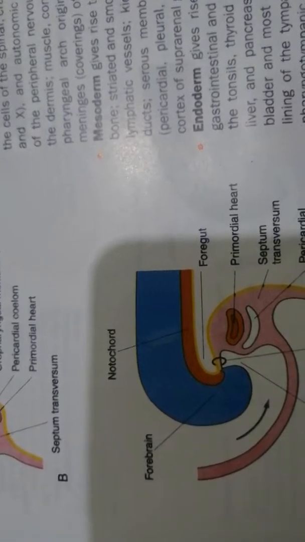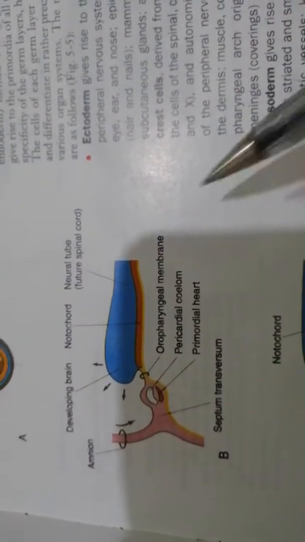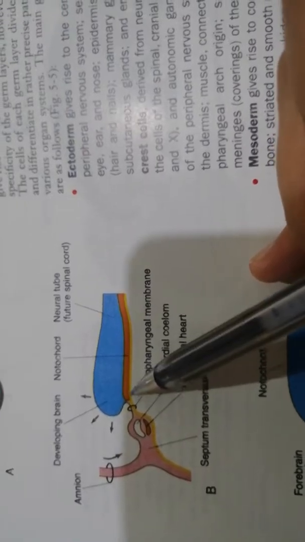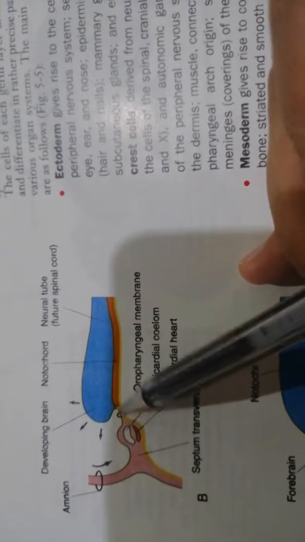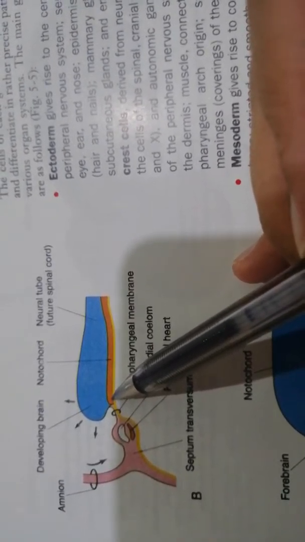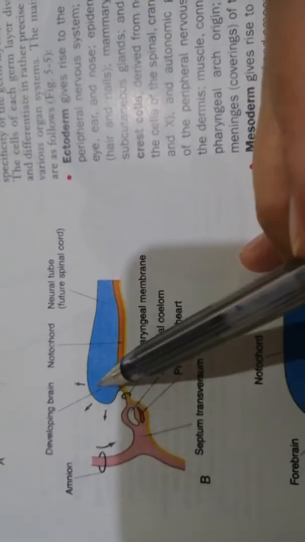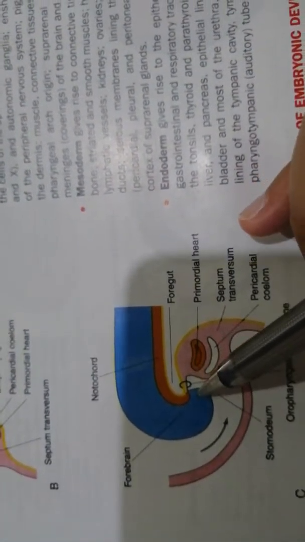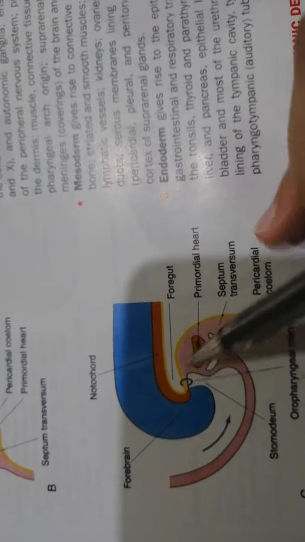overhang the developing heart. And why does this happen? Because of the cranial elongation of the developing brain. It will exceed the oropharyngeal membrane, or it can be seen that it basically grows beyond the oropharyngeal membrane. So it will grow beyond it, and because of that, it will end up overhanging. We will have the forebrain overhanging the primordial heart. Something overhangs kind of like this.